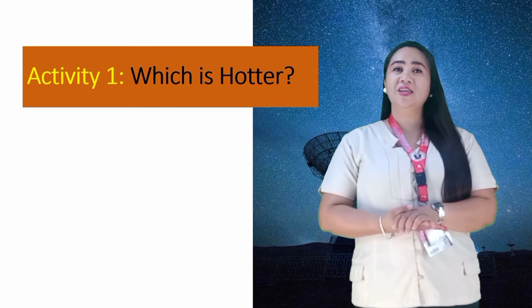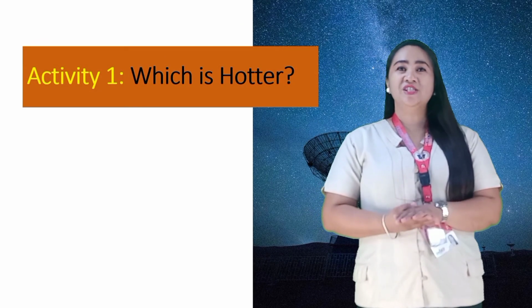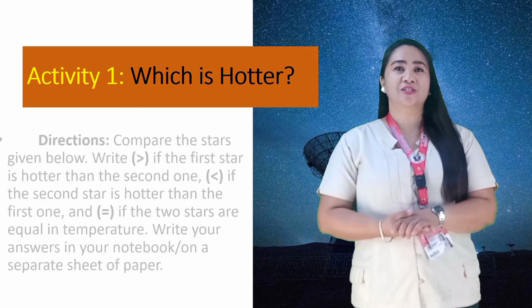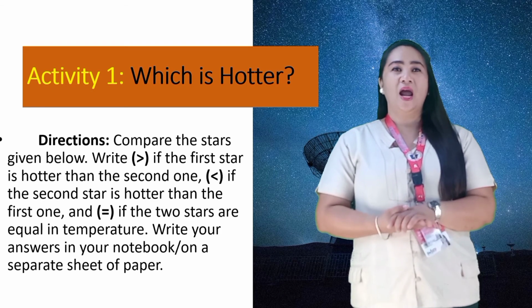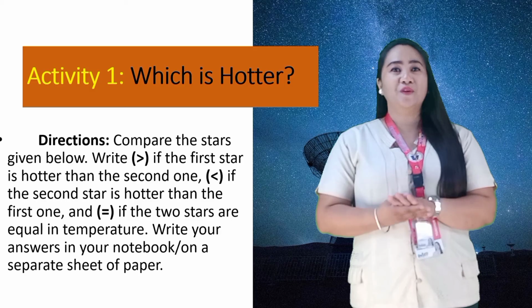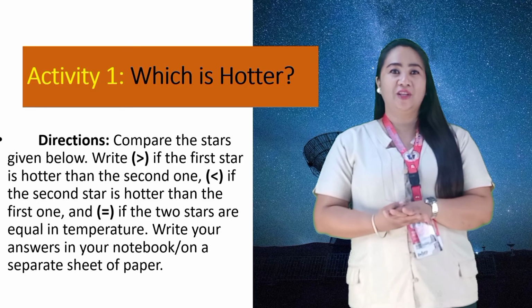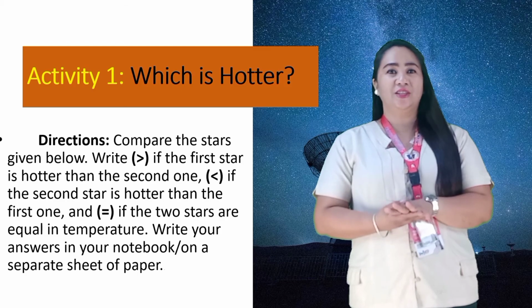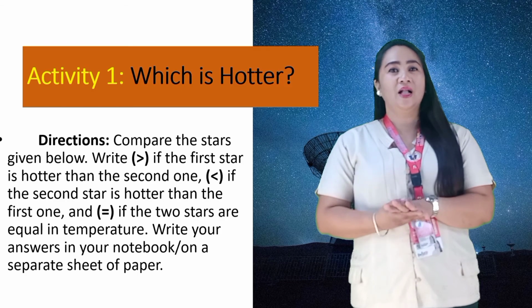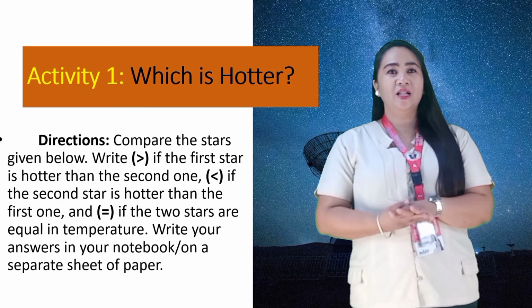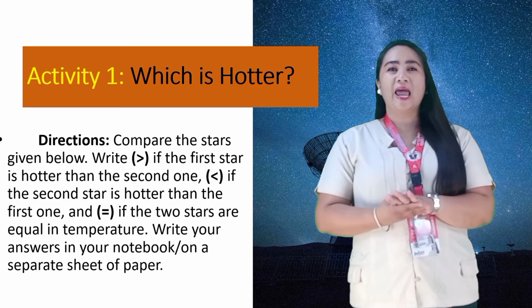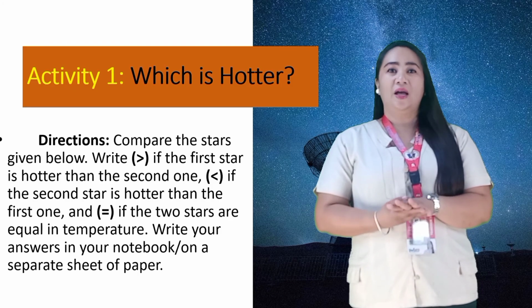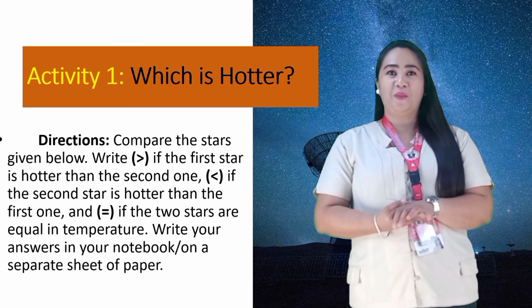For our activity number 1, which is hotter? Directions: Compare the stars given below. Write less than if the first star is hotter than the second one, greater than if the second star is hotter than the first one, and equal if the two stars are equal in temperature.